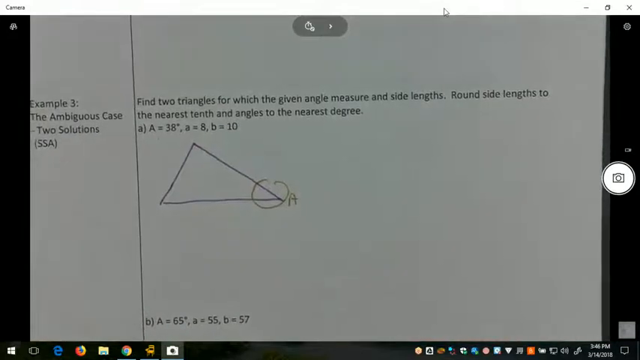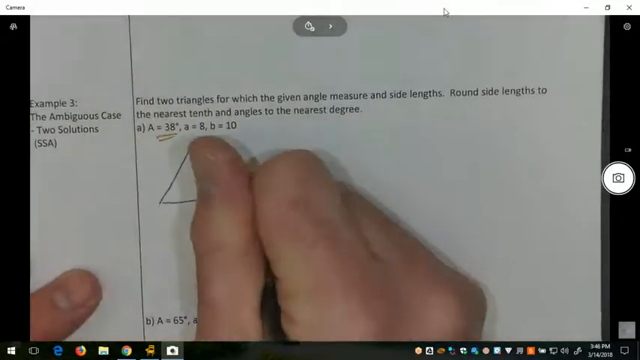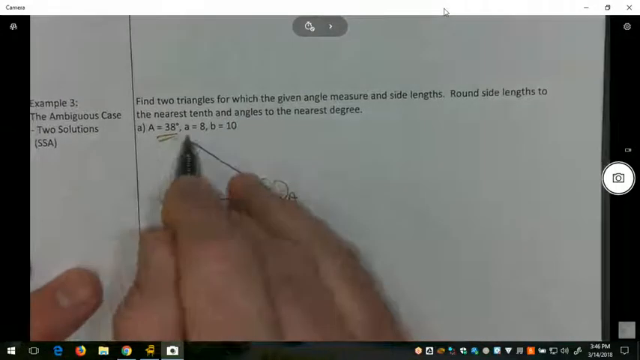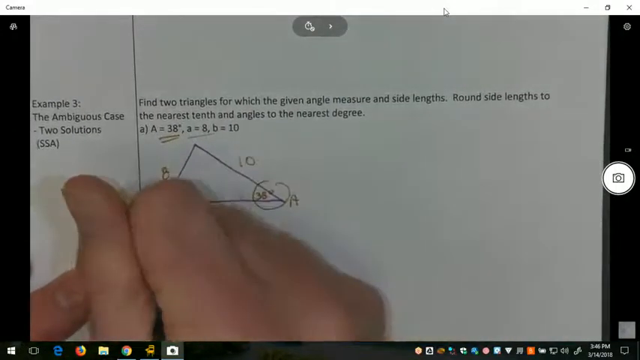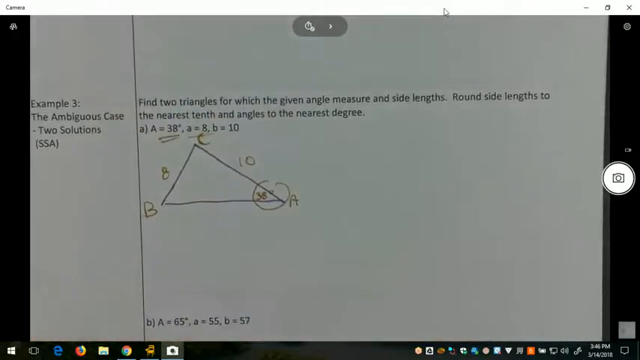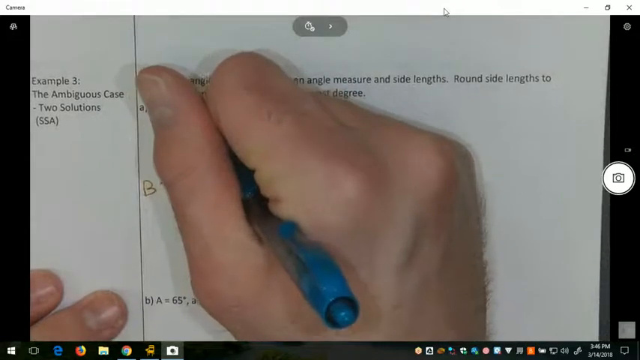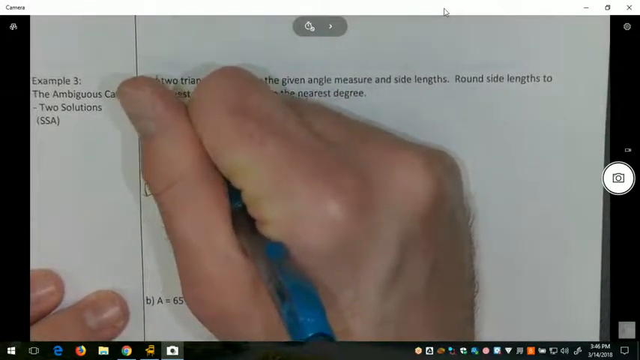It doesn't have to be A. It could be any letter. It's the known angle. The opposite side is 8. Side B is 10, which makes this angle B and this angle C. Now I know that it's possible that we could have another triangle. So I put an 8 here.